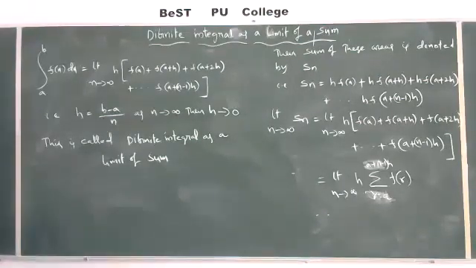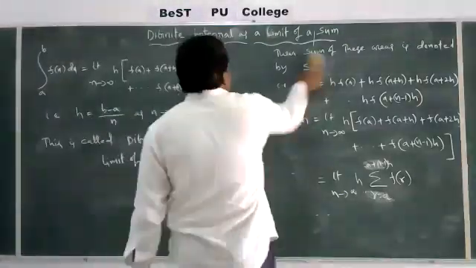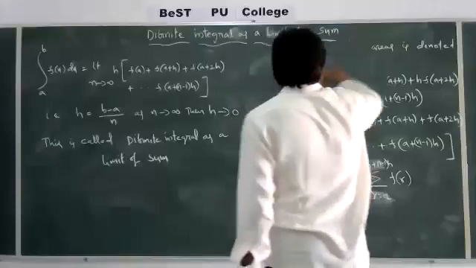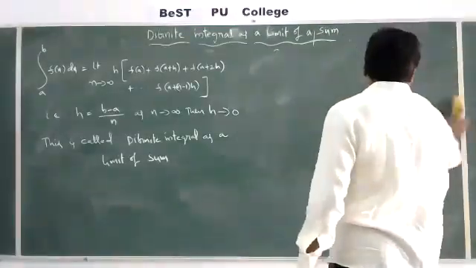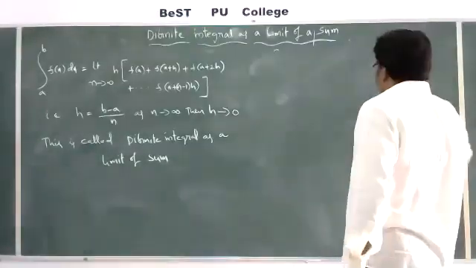So we want to find the definite integration by using limit of sum. In definite integration, you get the answer in a single step. By using limit of sum, you get 5 or 6 steps, but the value you get is a perfect value.